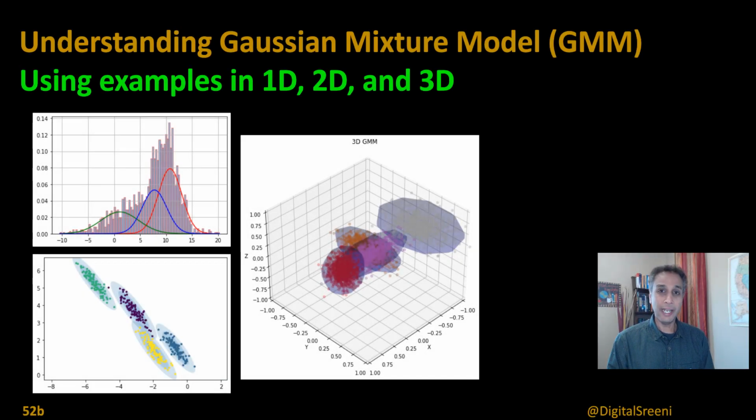Hi everyone, I am doing this video upon many of your requests about Gaussian mixture model. The request was basically how do I visualize the individual components after fitting a Gaussian mixture model to your data, whether it is 1D, 2D, or 3D like the one that you see on your screen.